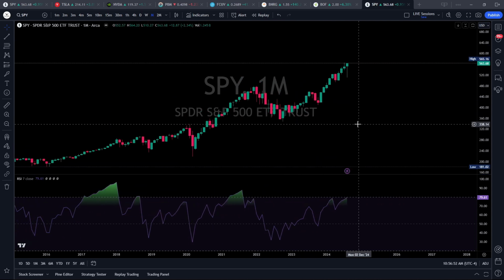So, guys, that's about it. I hope you learned something today. That's the RSI, the Relative Strength Index. A quick rundown, quick breakdown of this.